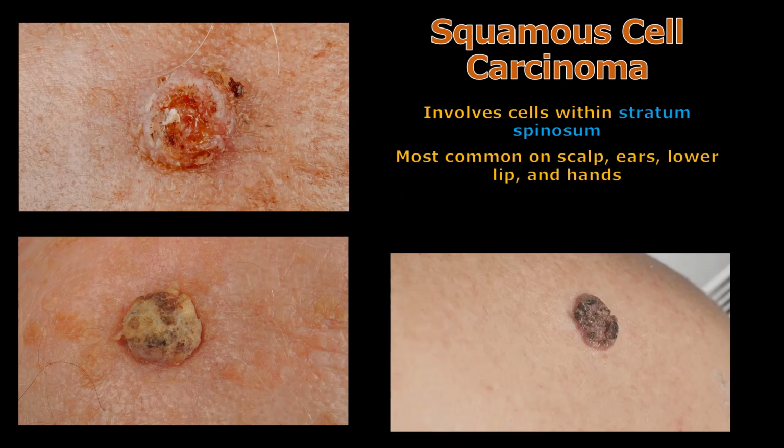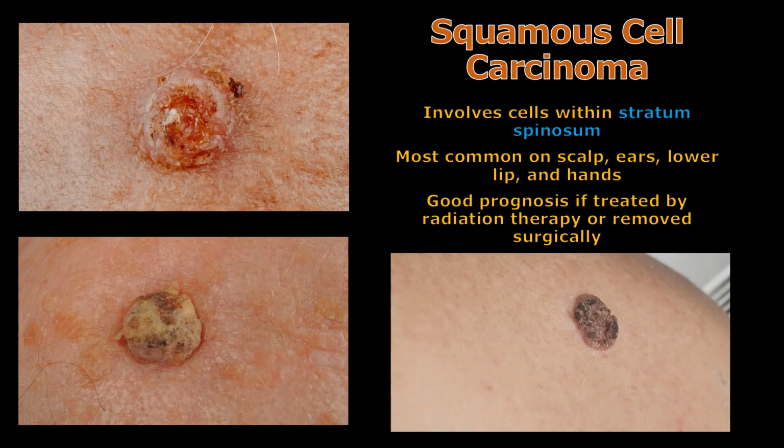So you commonly find these on the head, on the scalp, on the ears, sometimes on the lip, sometimes on the hands. And again, this is something that you have a good prognosis, that is a good outcome, if you treat it in a reasonable amount of time. Sometimes you have to do radiation therapy to get rid of the stubborn cells, but oftentimes you can have this removed surgically and you have a pretty good outcome. It's when it spreads too much, too far, is when you get into the danger territory.